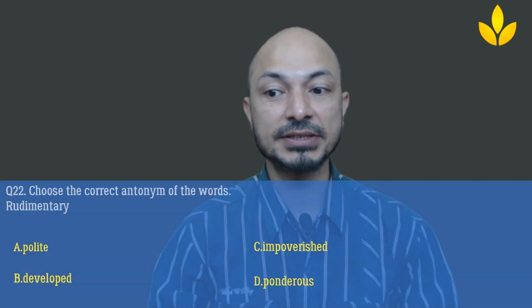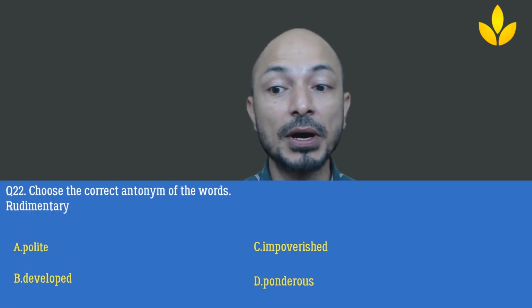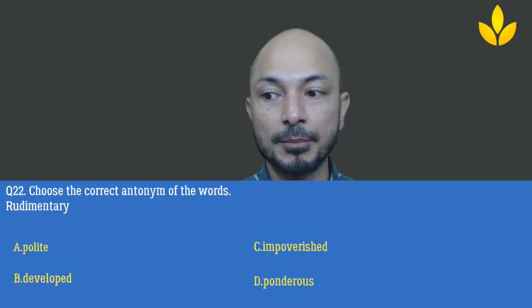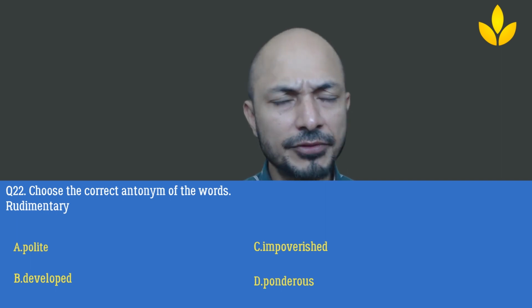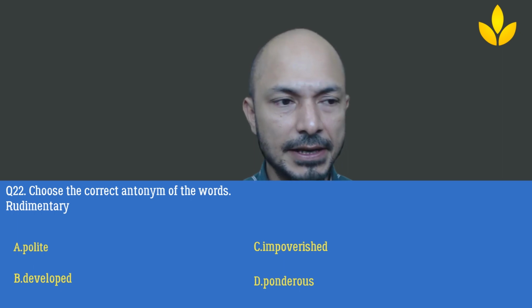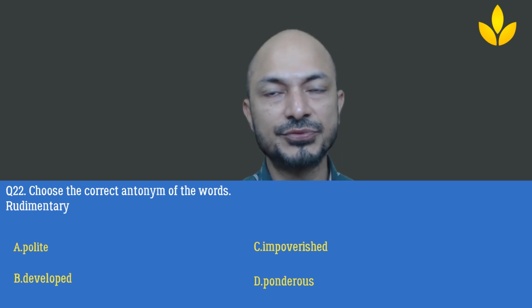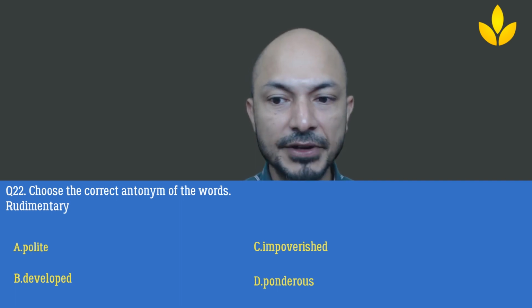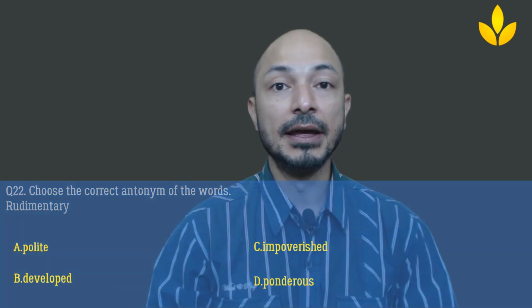Hello, we are here with the solution for question number 22. And question number 22 asks us, choose the correct antonym of the words. The word is rudimentary. Now, the options given are polite, developed, impoverished, ponderous. So rudimentary is something which is not developed. It is still in the very latent stage, we can say in a very underdeveloped stage. So the correct antonym, the opposite word for rudimentary, is going to be option B, developed.